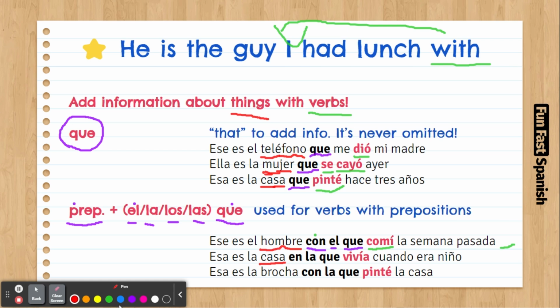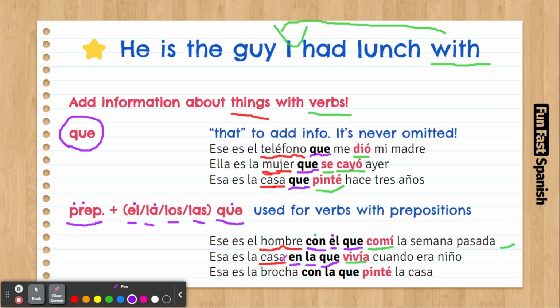So, vivir en la casa. Yeah. It needs the preposition, right? So en la que vivía. And then you put the verb here. So en la que, en is the preposition, la is the article. Which article is the article of the thing we are talking about? In this case, casa is feminine, therefore it's la. In the previous example, ese es el hombre con el que, hombre is masculine, therefore we use el.